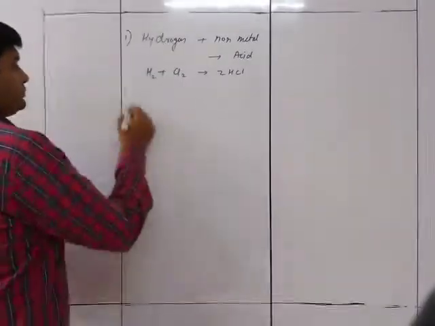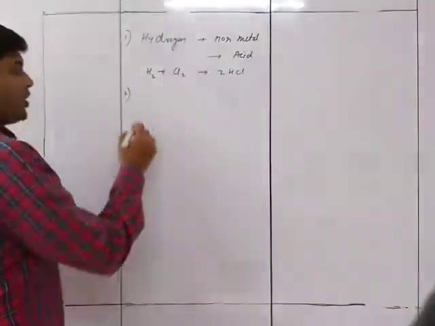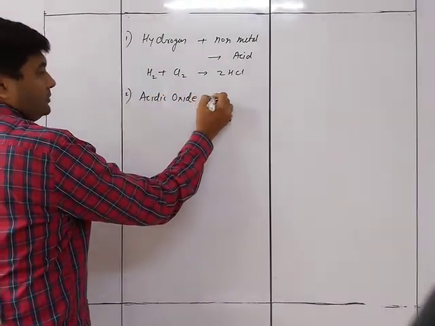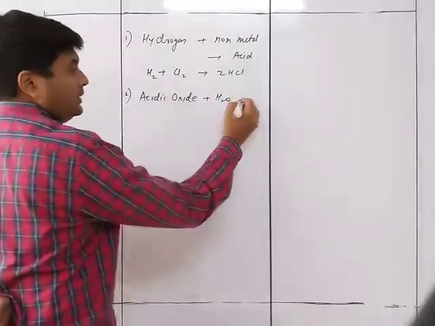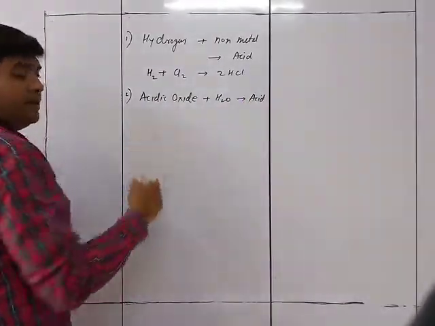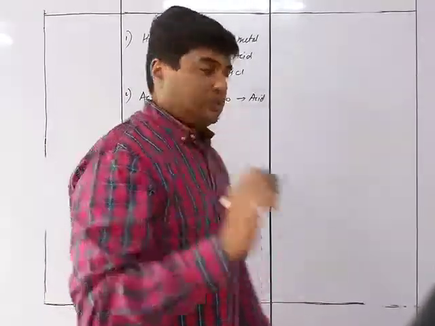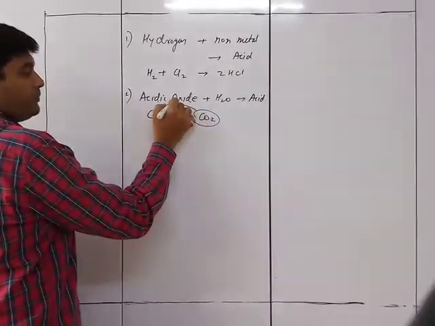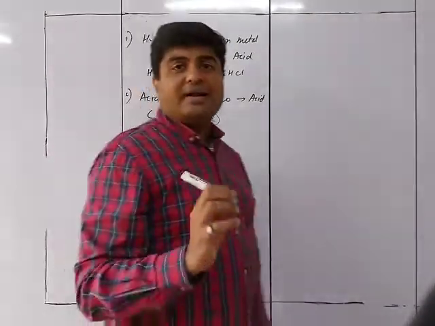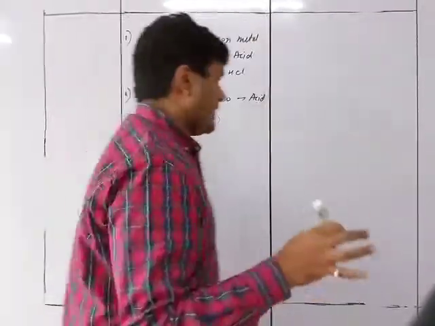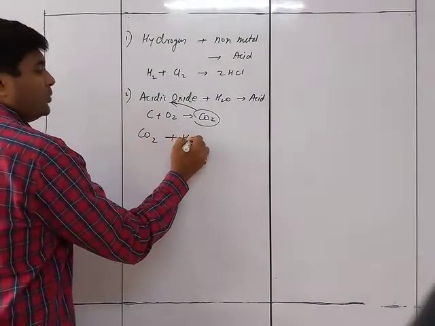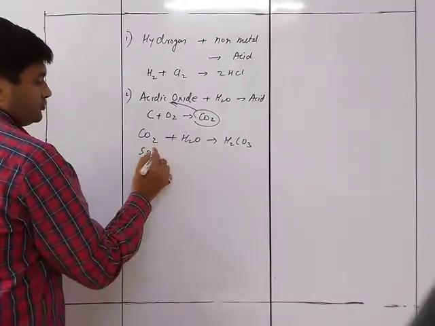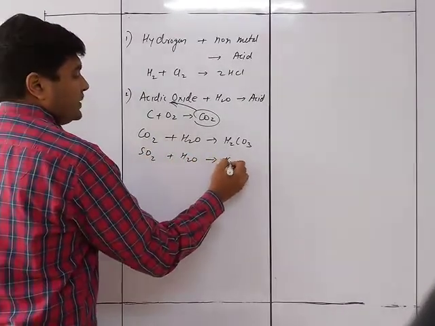The next one is acidic oxide plus water gives me acid. Now what is an acidic oxide? A non-metal reacting with oxygen, like C plus O2 giving me CO2. That is an acidic oxide. So acidic oxide like CO2, when it reacts with water, gives me H2CO3. SO2 plus water will give me H2SO3.